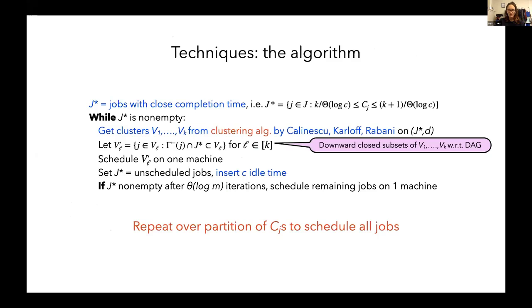Sure. So log m is the number of times that we had to repeat this iteratively until, with good probability, we're able to schedule all the jobs left on one machine. So log m is the number of rounds it takes to schedule the jobs with close completion time.